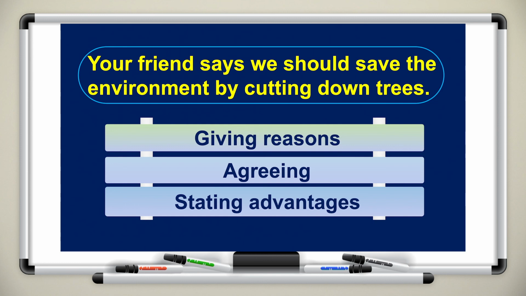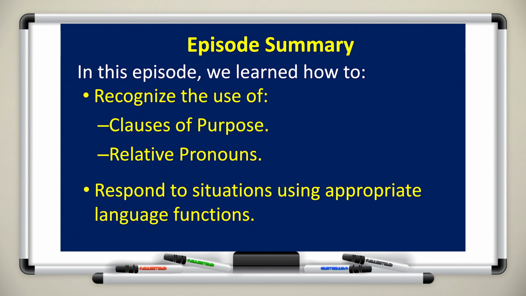Your friend says we should save the environment by cutting down trees. What do you think? Do you agree? Do you disagree? Do you give reasons or state advantages? So think about it. Your friend says we should cut down trees to save the environment. What do you think? How would you respond to that situation? Use full, accurate sentences.